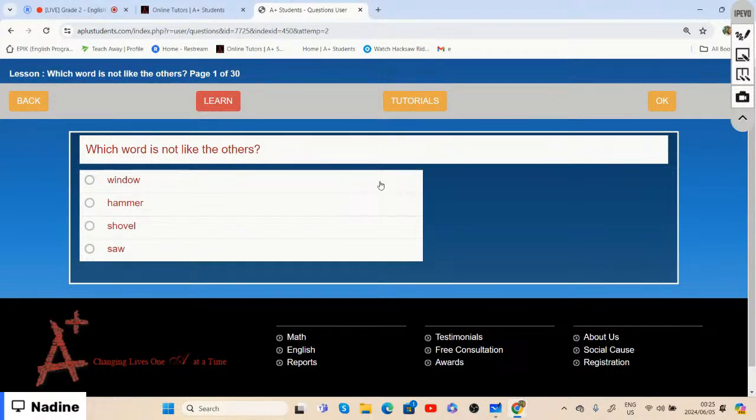All right, so if we look at these four words, we're going to have to identify the one word that is not like the others. We have window, hammer, shovel, and a saw. If you look at these four words, which word is not like the others?